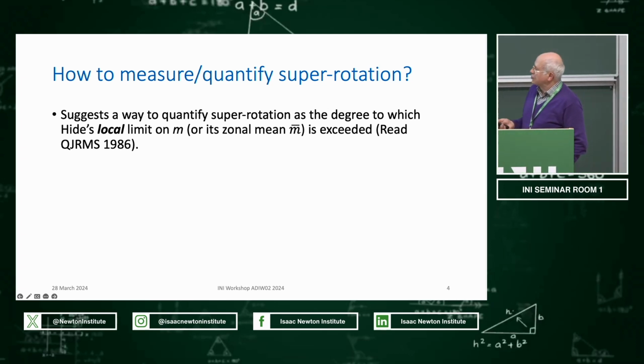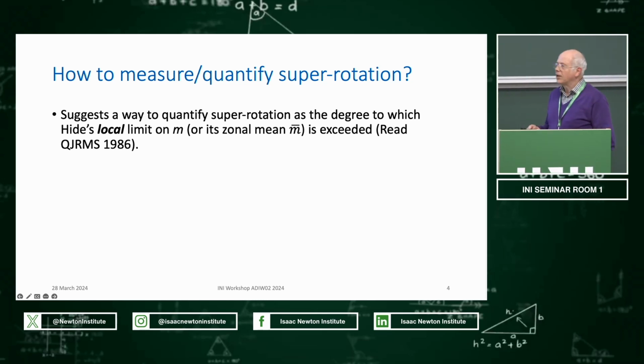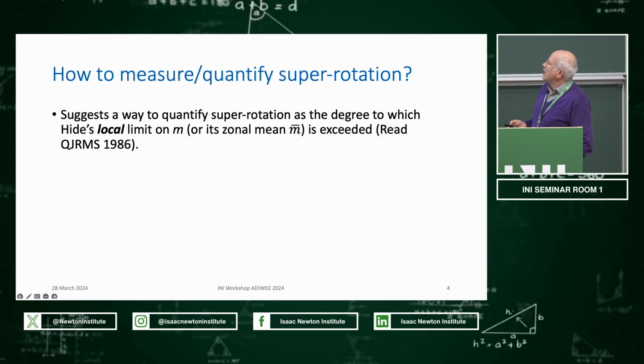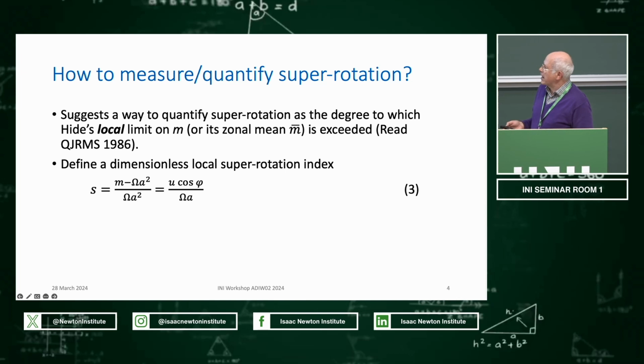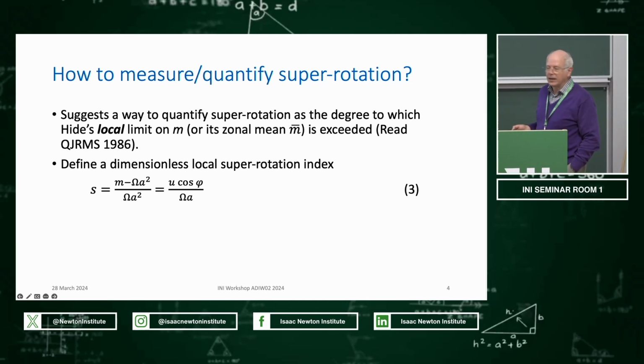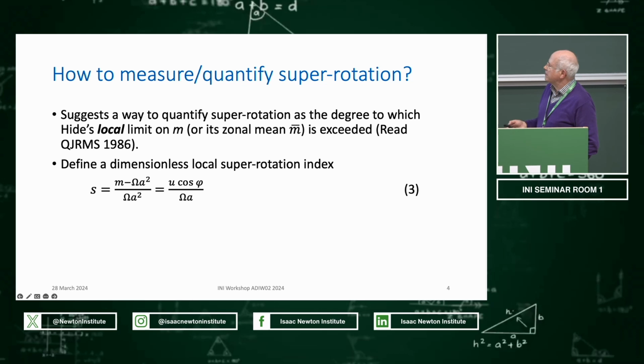So, given these constraints, it suggests a way in which we can actually quantify the superrotation in a dimensionless sense. We can make use of Hide's local limit on M, and we define superrotation as the degree to which Hide's local limit on M is actually exceeded. And so we can define this local superrotation index as simply the maximum value of the M that you observe in the atmosphere, minus the bit that's due to the background rotation, and then normalized by essentially the solid body rotation value. And you can see that this essentially looks something like a Rossby number as it's defined there.